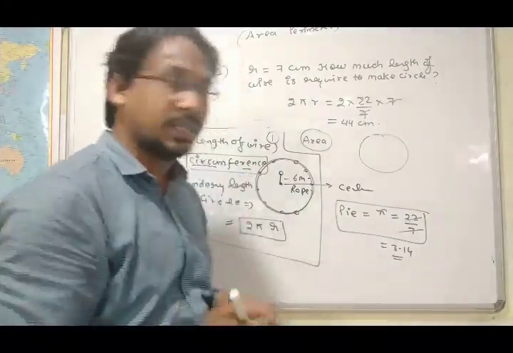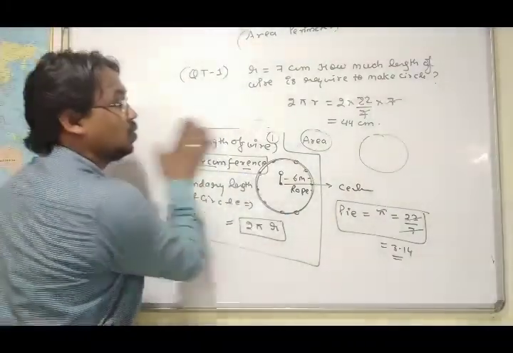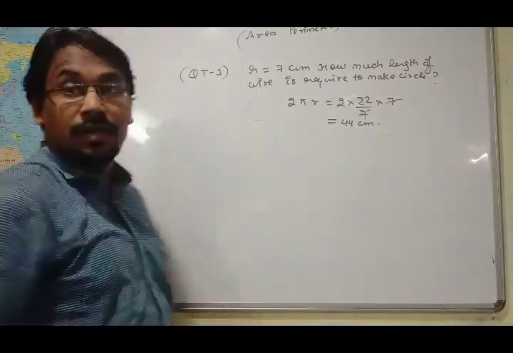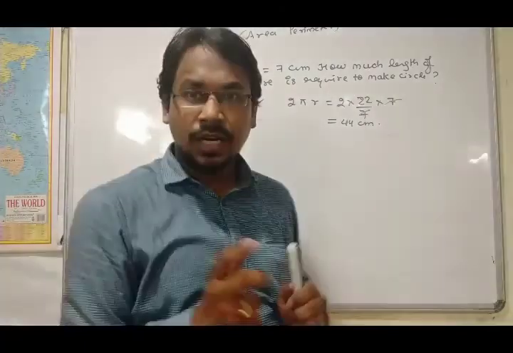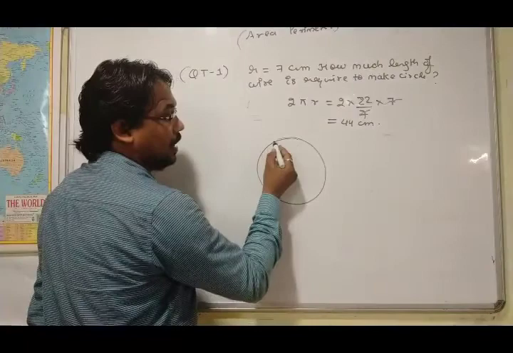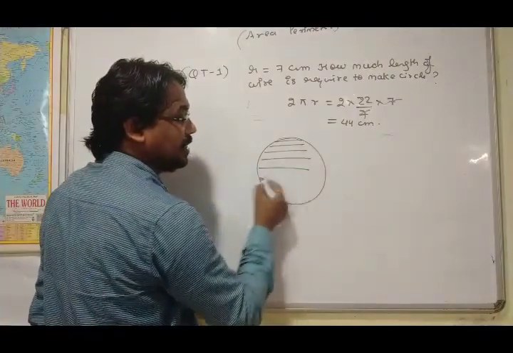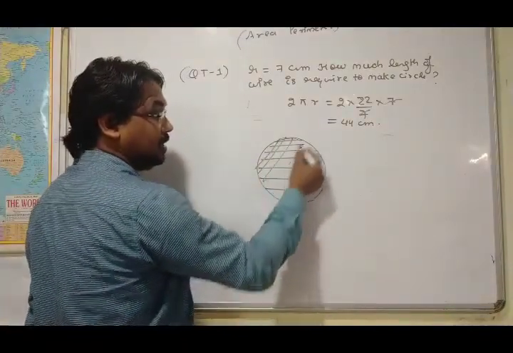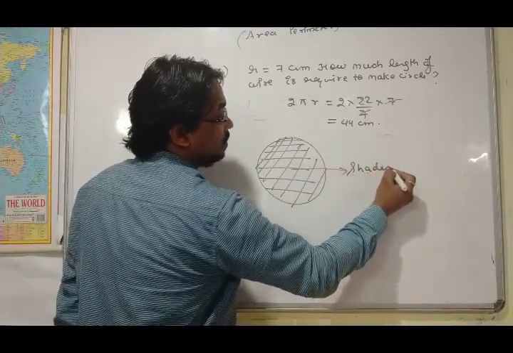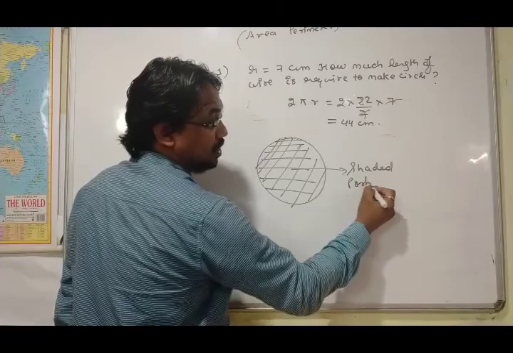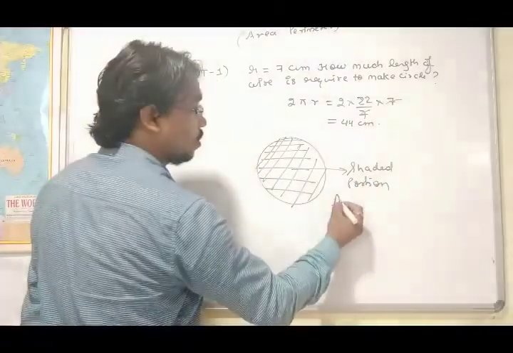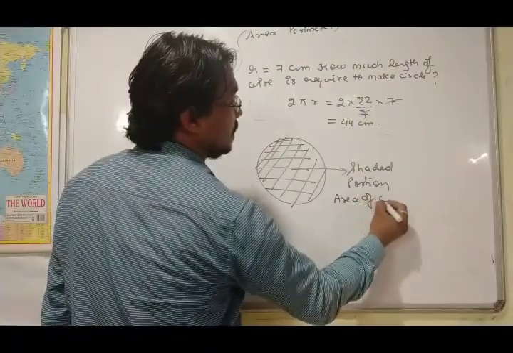Now go for next, number 2. So in number 2 we have to discuss the area. Now the area of this topic is called circle. What is the area? So see, this is a circle, and this whole I am shading here like this. This shaded portion is called area of circle. This is called area of circle.